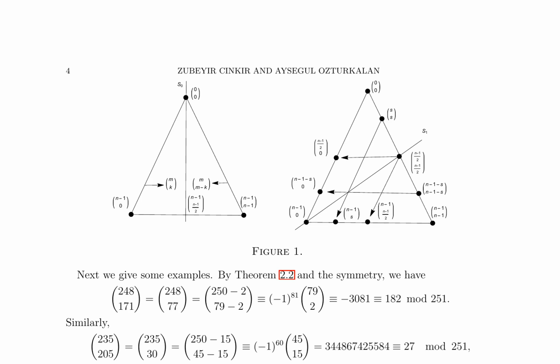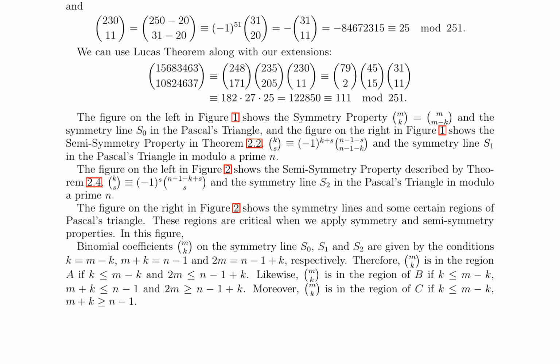Figures 1 and 2 illustrate the symmetry property, $\binom{m}{k} = \binom{m}{m-k}$, and the semisymmetry properties, $\binom{m}{k} \equiv (-1)^{k+s}\binom{n-1-s}{n-1-k}$ and $\binom{m}{k} \equiv (-1)^s\binom{n-1-k+s}{s}$, respectively. These properties are visualized through symmetry lines S0, S1, and S2 in Pascal's triangle.